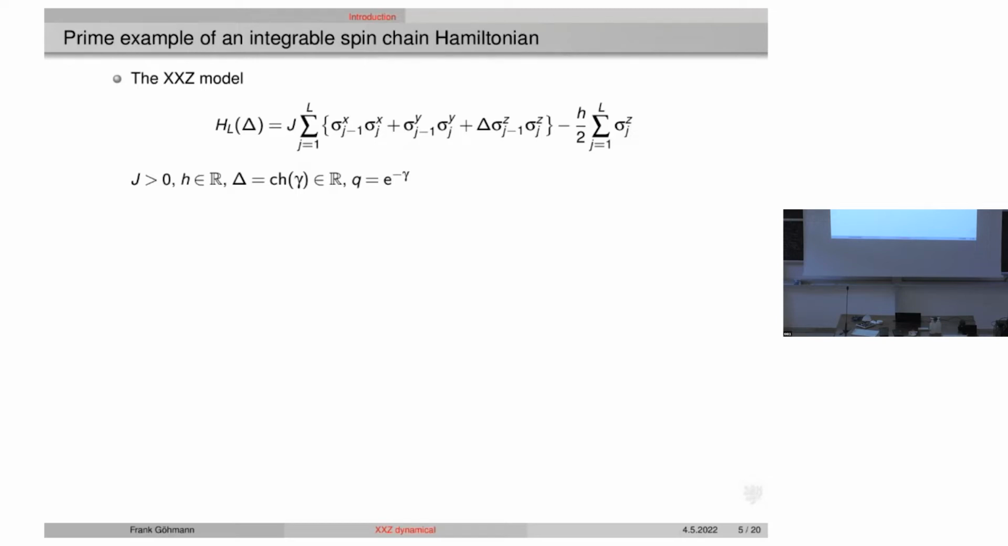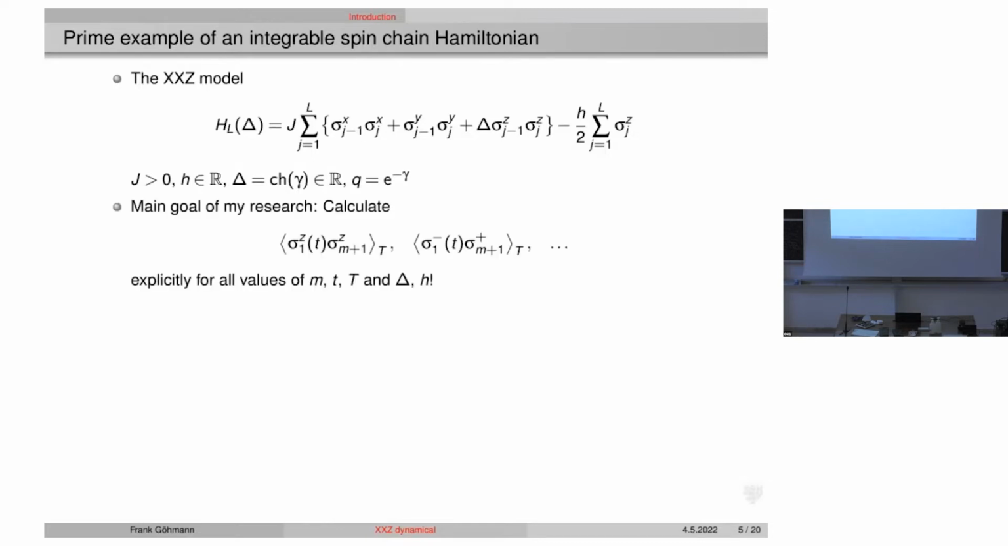So here the model has two parameters: an energy scale, then an anisotropy parameter delta, and a magnetic field along the anisotropy direction. And the only thing here which is important for the later part of the talk is the parameterization of the anisotropy. It is in terms of a parameter either gamma, as cosh gamma, or we use the parameter q, which is e to the minus gamma. Okay, so these numbers q and gamma will appear in the formulas later all over.